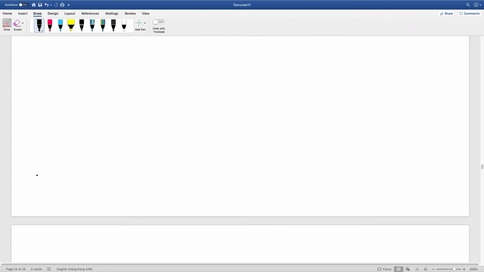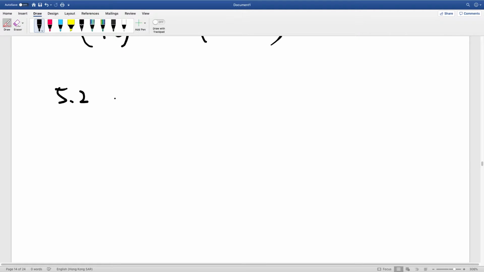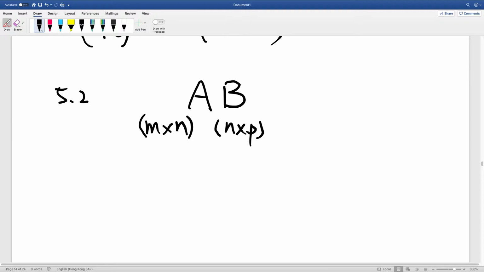Matrix multiplication. Now, if we multiply a matrix by another matrix, say an m times n matrix multiplied by an n times p matrix, the number of columns in A must equal the number of rows in B. And then the result, matrix C, has m rows and p columns, so m times p. Otherwise, it's meaningless.